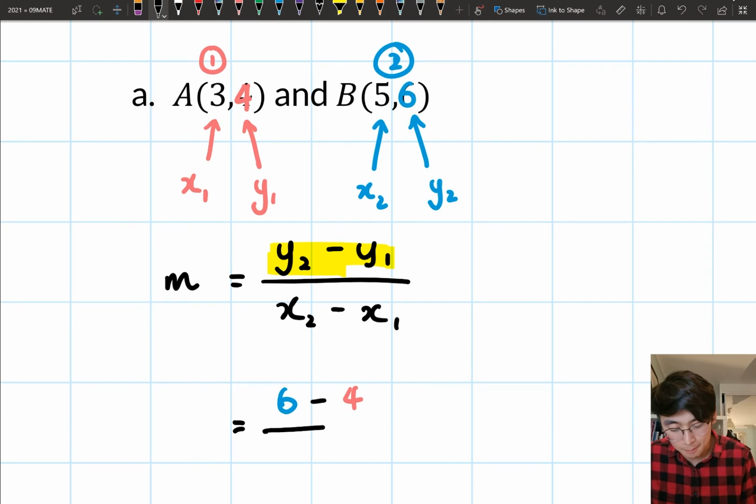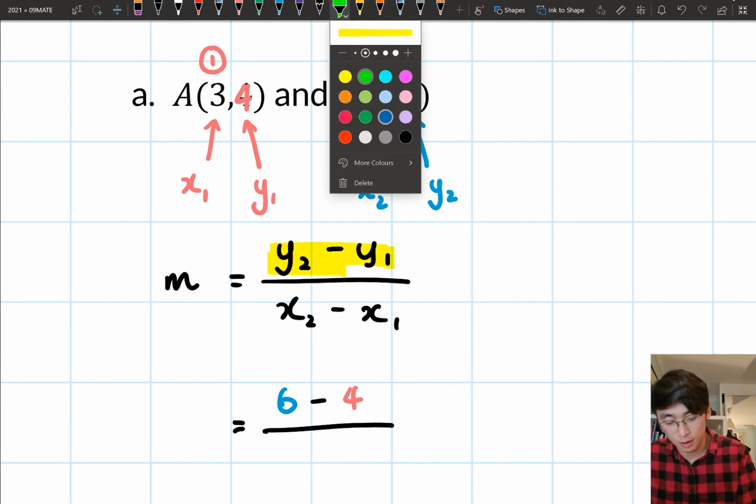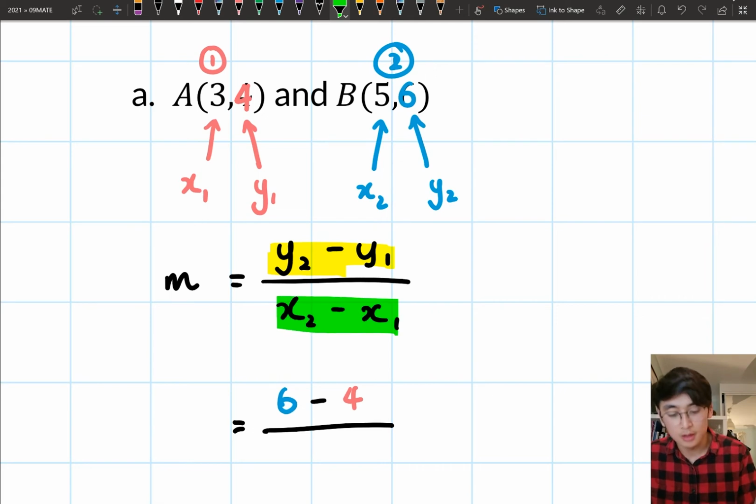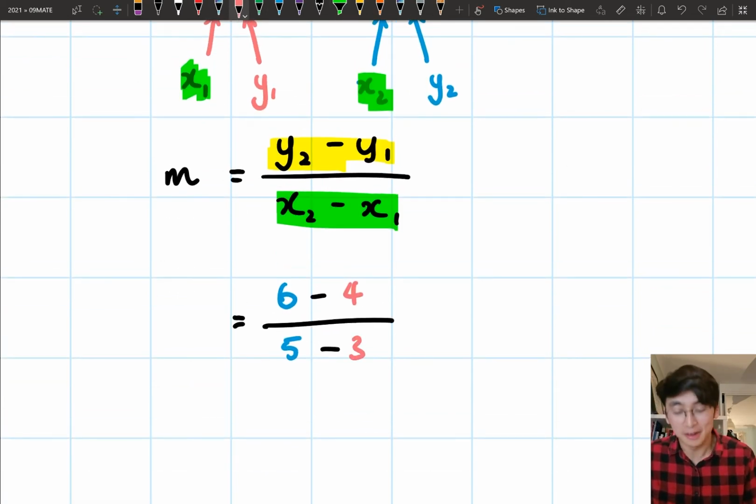And I'm going to divide that by x2. So at the bottom on my fraction, I've got x2 minus x1. So if you have a look up at the top, x2 is over here. So that is my 5. I'm going to have 5 minus x1, which is 3 over here. I jumped a step. 3. So that's how we substitute these values in and also label it just to make sure that we've got the right thing.